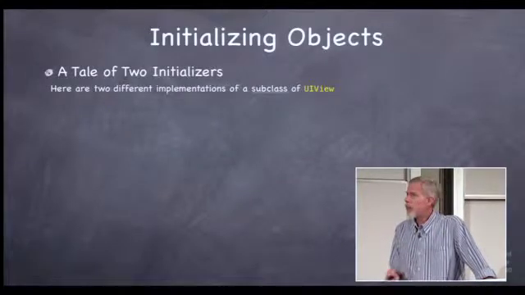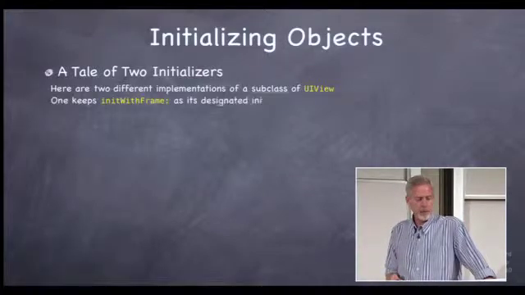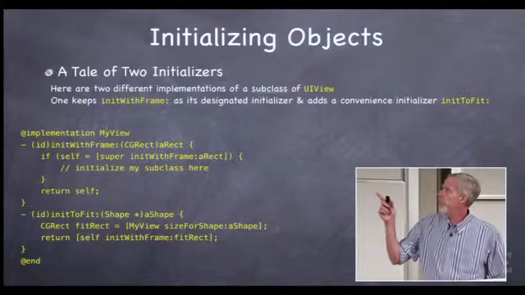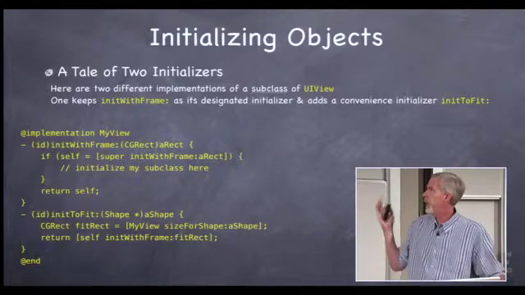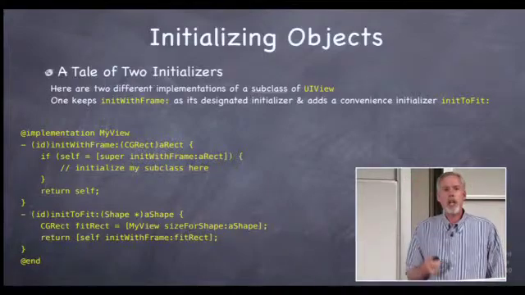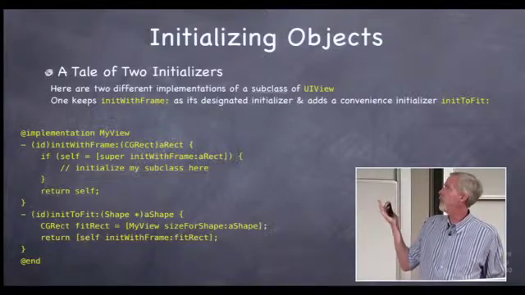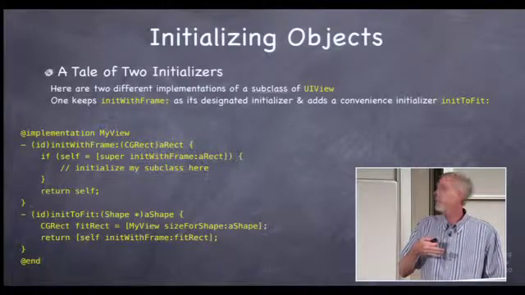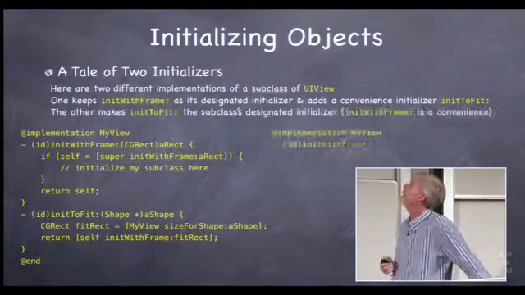I'm going to go through this pretty quick because we need time for the demo, but here are two implementations of a subclass of UIView. One is going to keep initWithFrame as its designated initializer, and it adds a convenience method, initToFit. So this view takes some class Shape star, which I'm not showing you, it's just some made up class. And you can create this view by saying UIView alloc initToFit and give it a shape. Now, what that method is going to do is calculate a rectangle for that shape, and then initWithFrame. In other words, call its designated initializer on itself, right? And then our initWithFrame is going to call super initWithFrame because that's our super's designated initializer.